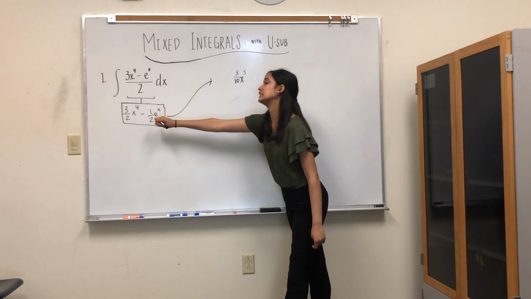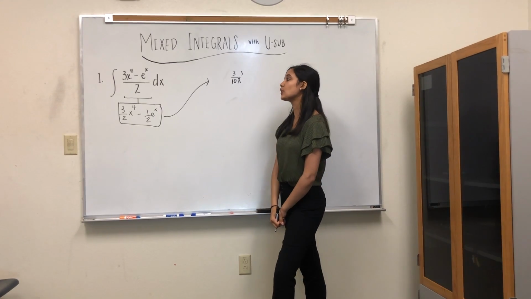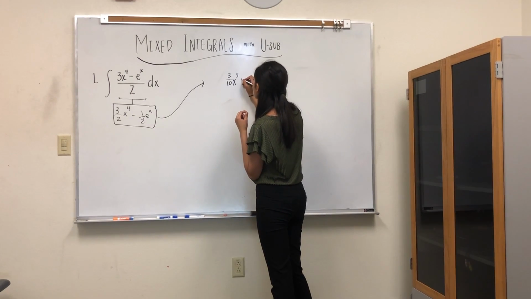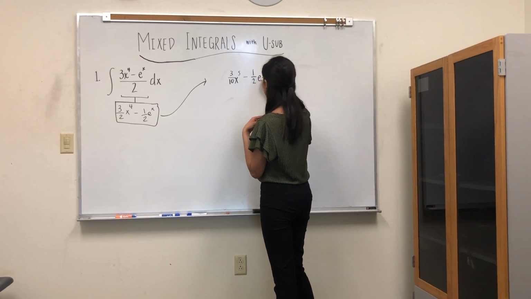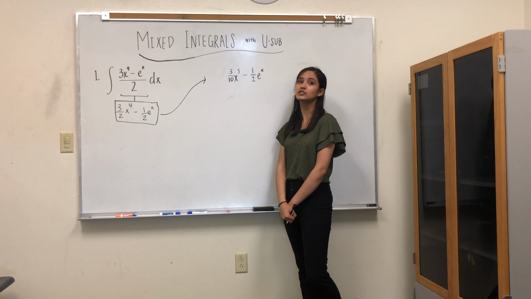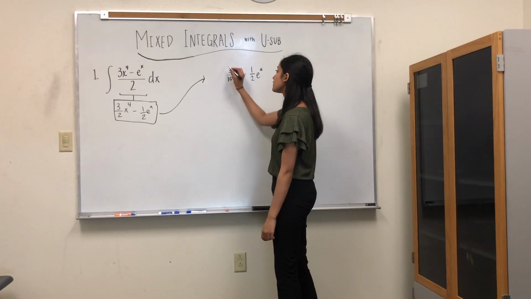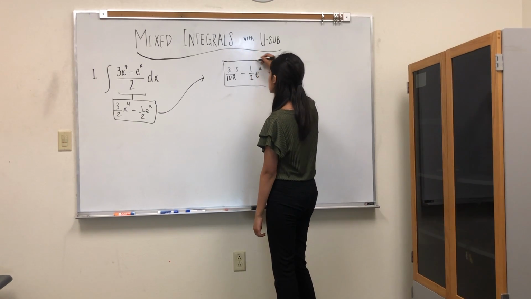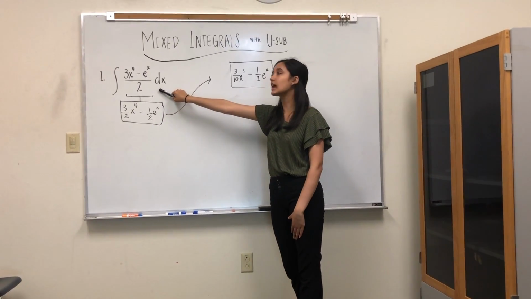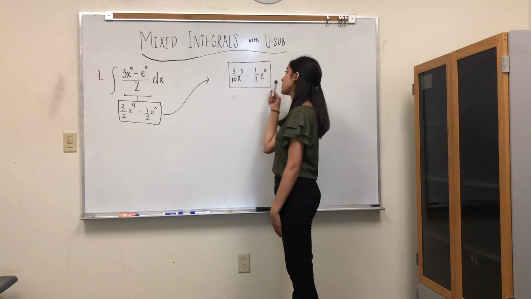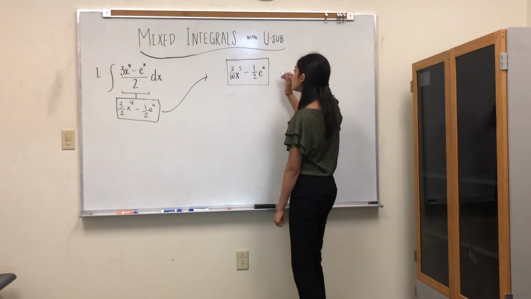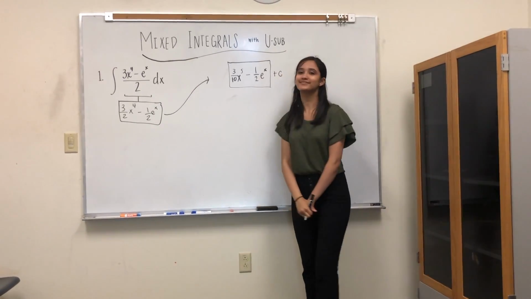And then we can move on to the second half of this equation, which is 1 half e to the x. And we know that that is just going to be 1 half e to the x, which is the same thing because the derivative of e to the x is e to the x. So now we've simplified our equation to have this. This is the antiderivative of our original problem, which was 3x to the 4th minus e to the x over 2. And as always, when we are working with indefinite integrals, we have to remember to add c.